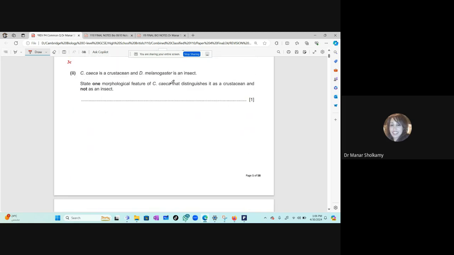State one morphological feature of this organism that distinguishes it as a crustacean, not an insect. Now let's remember together, what are the characteristics of a crustacean? The number of legs, remind me, I forgot. 5 pairs. 5 pairs, very good. About the eyes, how many antennae? 1 pair.